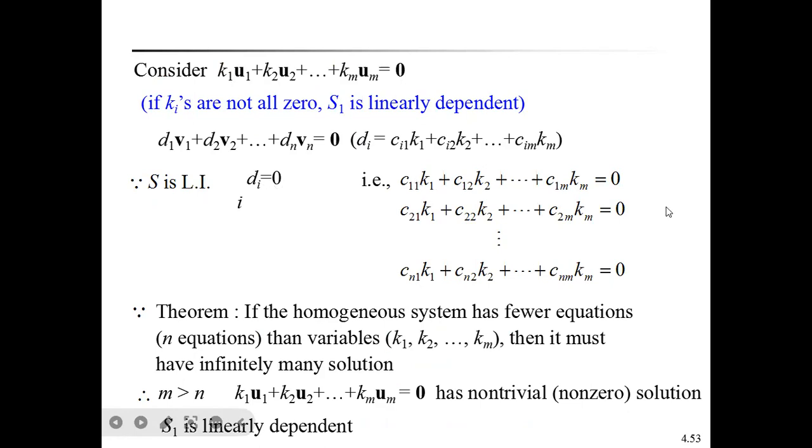In that case we can write the system of equations. If the homogeneous system has fewer equations than variables, then it must have infinitely many solutions. So in that case, m is greater than n. So this linear combination equal to 0 has a non-trivial solution. So S1 is linearly dependent.